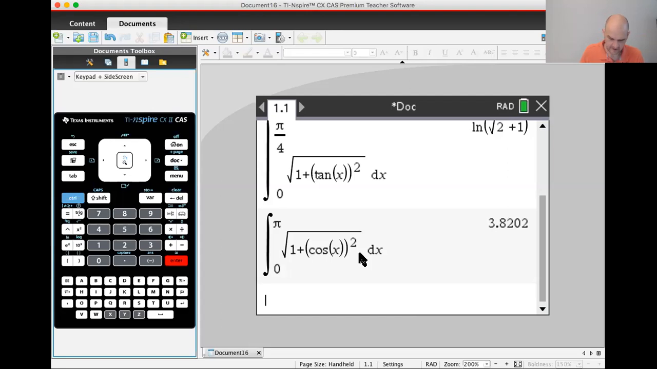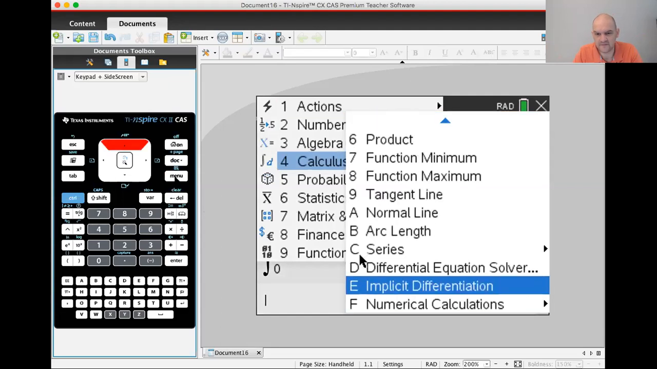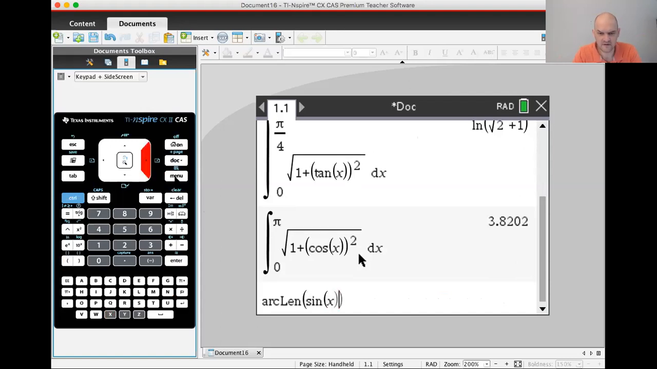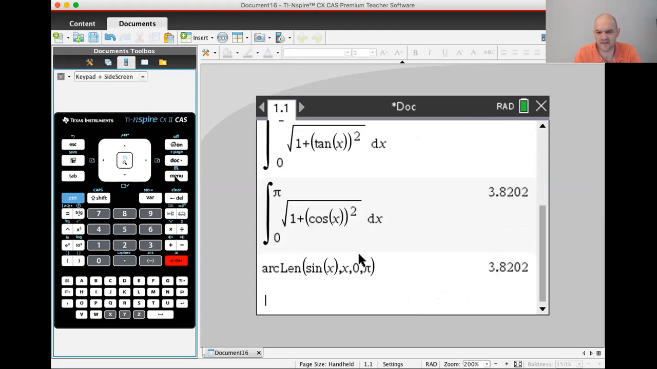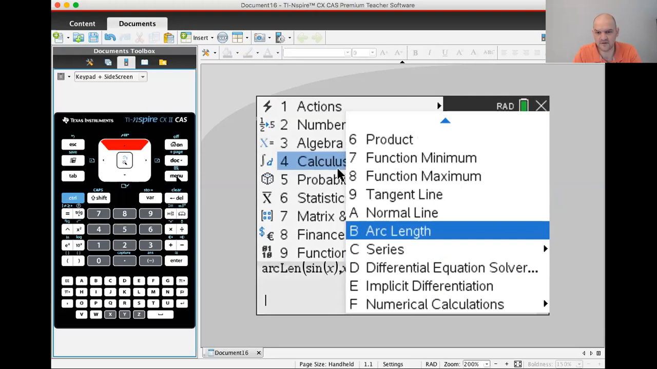3.820. And that's it. There's not too much going on. There is a built-in function, so if you are allowed to use your calculator, arc length is an option. I don't actually know the syntax for this. It's probably the function, then the variable, and then where to start and where to stop. So if you're allowed to use a calculator after you've set it up. The key is that you still have to set it up, so make sure you know what to do.